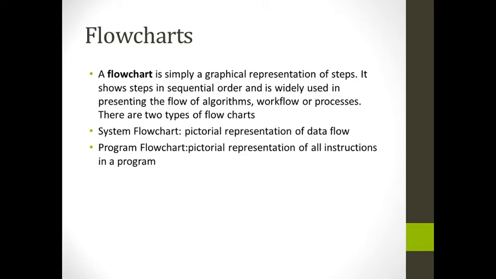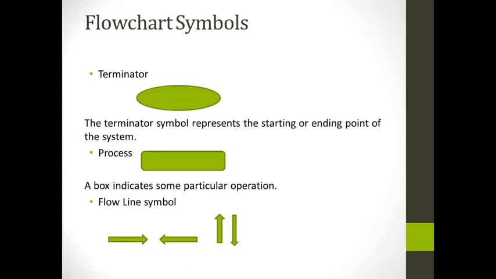We use many symbols in our flowchart. First one is terminator. Terminator shows the starting and ending of any process. And the process describes which operation we want to perform. It is represented by a rectangular shape.